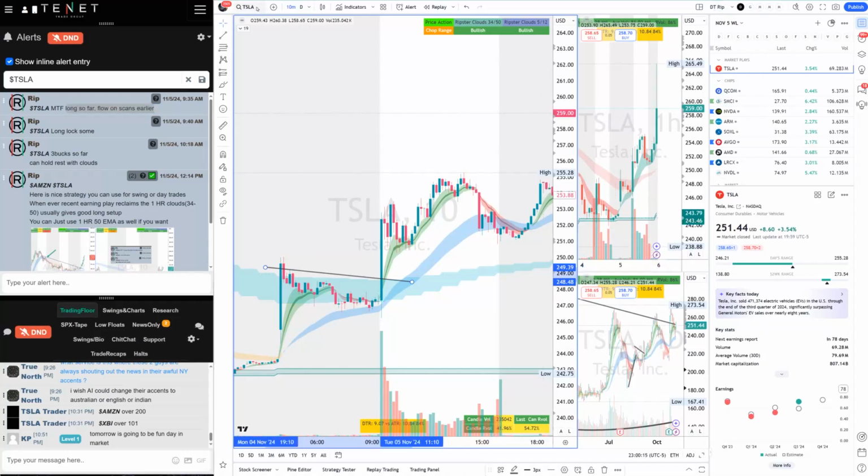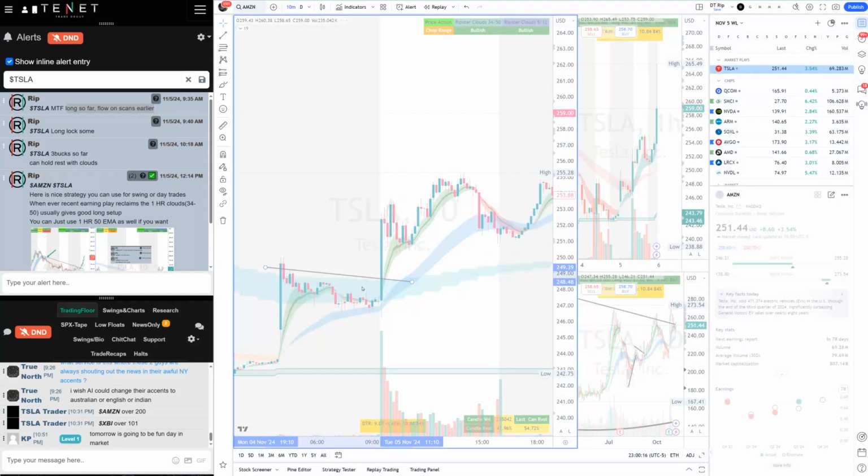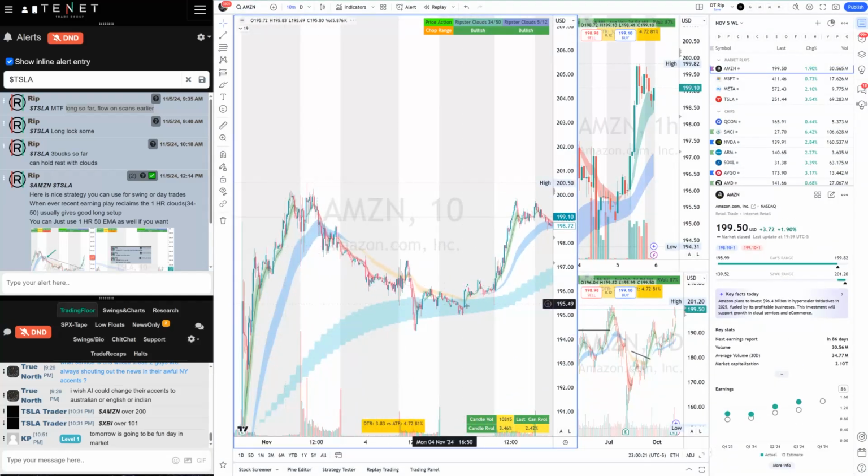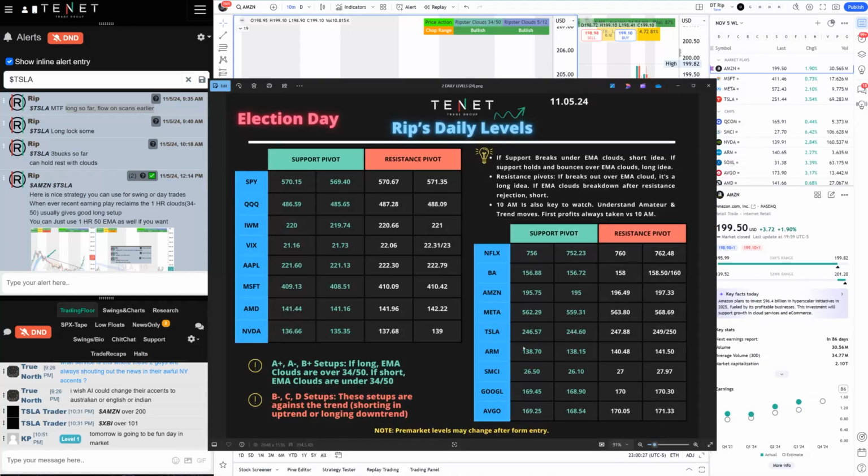So Amazon was another one of our long winners. It was the same one. It was like a day 3 setup, but you can see how it's curling from the clouds. You see the bounce on the clouds, and these were our levels on Amazon right here: 196.49, 197.33.